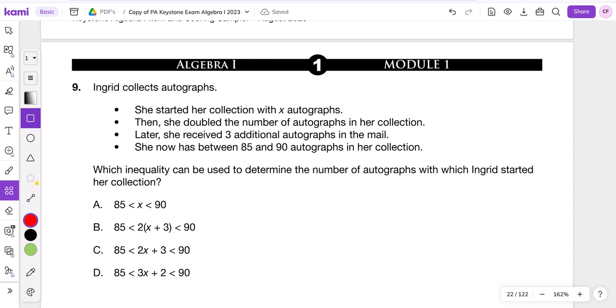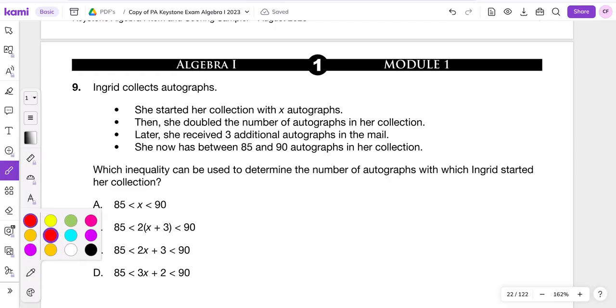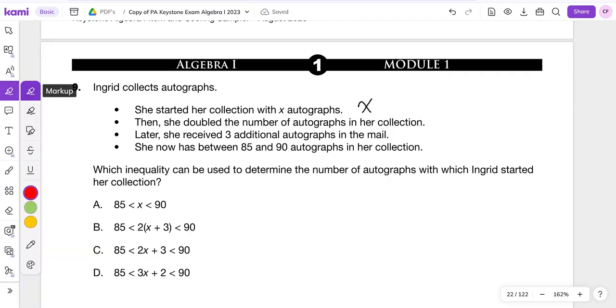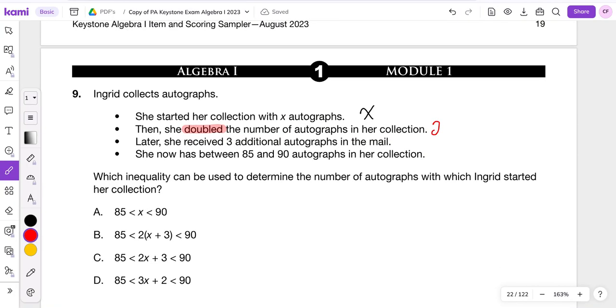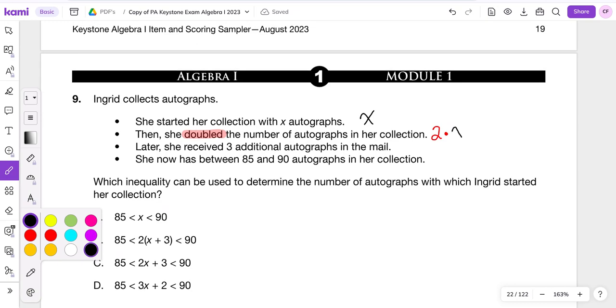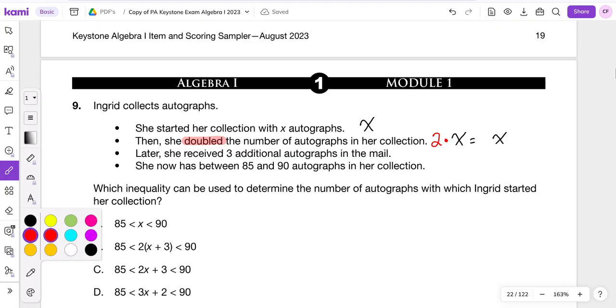Notice that these are compound inequalities, specifically an AND compound inequality. What we know is that Ingrid first started with X autographs. Then it doubled. The key word here, doubled, tells us that this is going to be times 2. So this is now 2 times what she started with, X. Or we can just make this 2X.